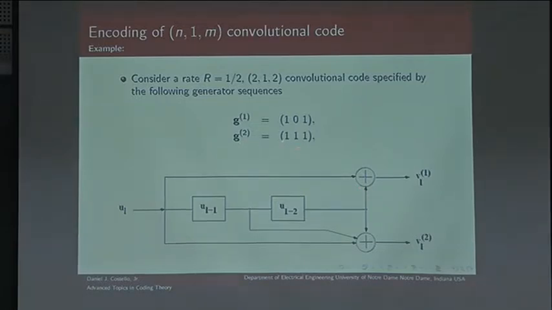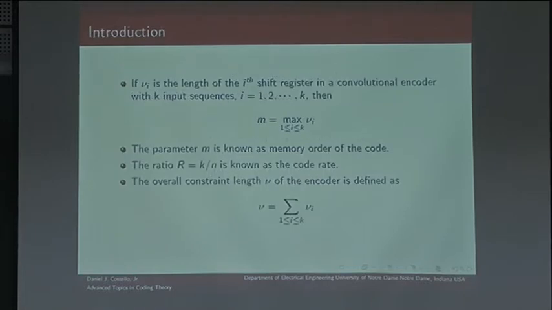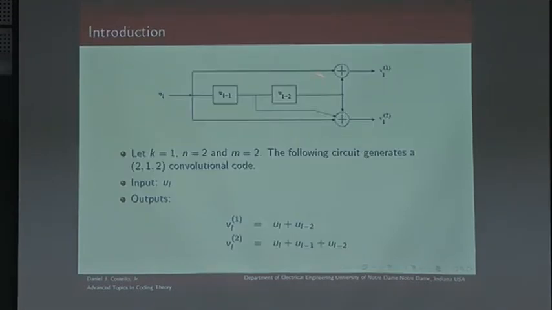And here, because these are all ones, we take the current input bit plus the one stored 1 time unit in the past plus the one stored 2 time units in the past, and that gives us our second output sequence. So again, previously we looked at the equations here, and those corresponded directly to the encoder diagram.